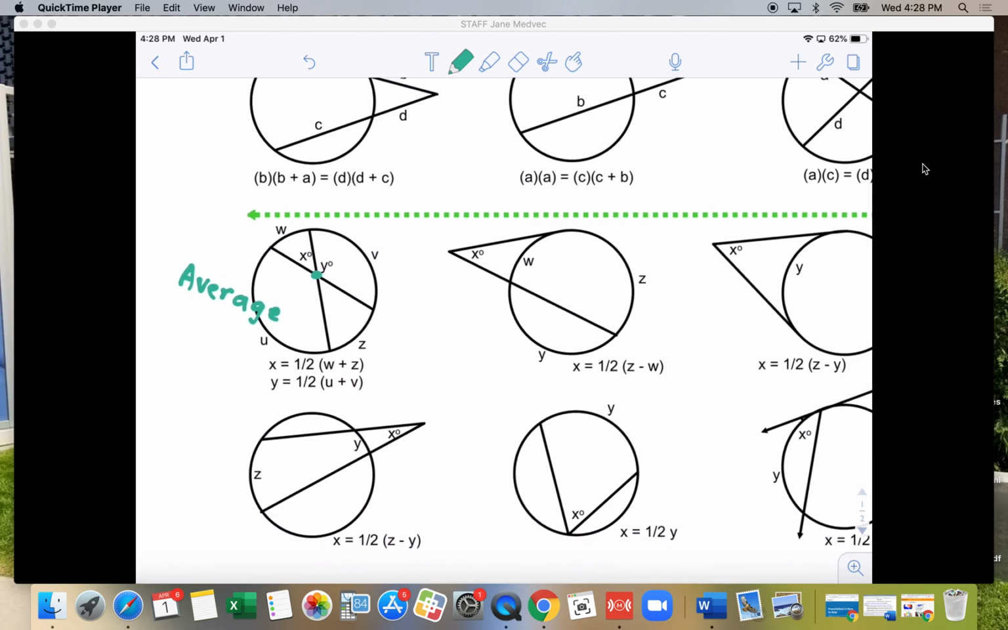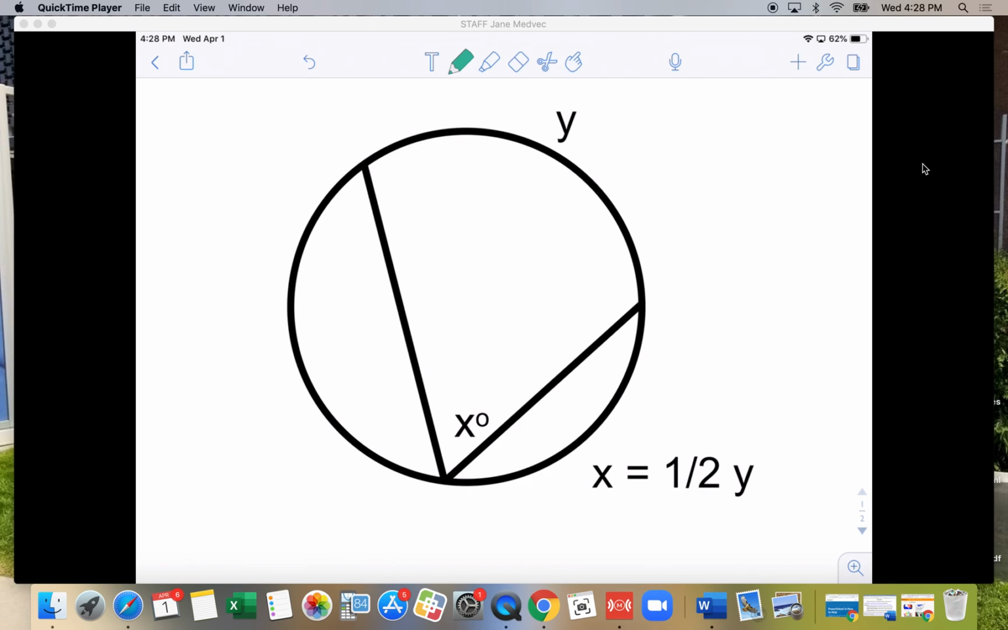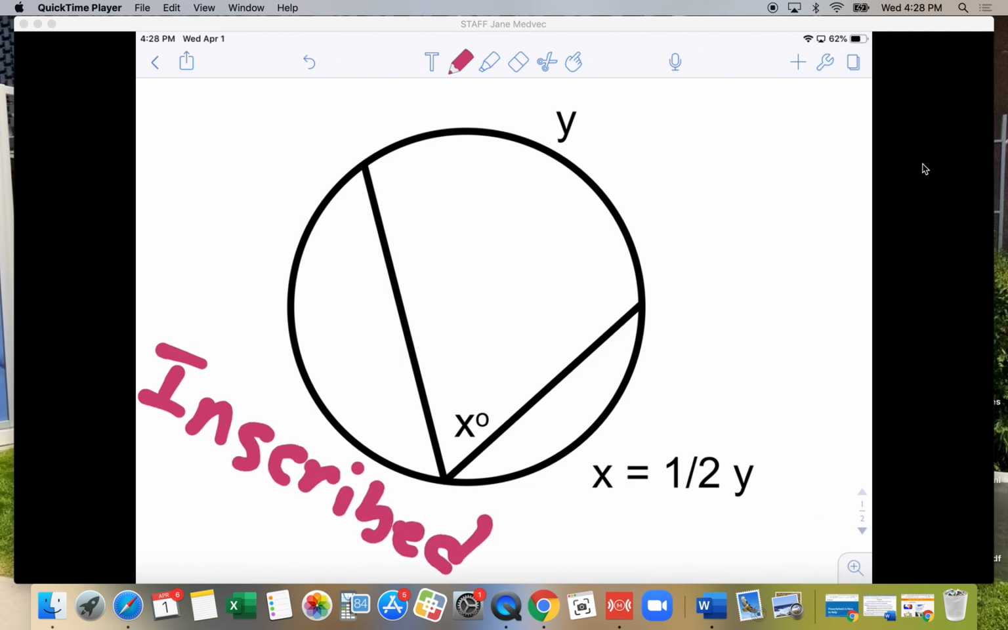The other one that we took a look at, let's look at this one. This was the inscribed angle. If you remember, the intersection was on the circle, and we said that the angle is smaller than the arc. And if you'll take a look, it says x equals half of y. Okay, so that's an inscribed angle.